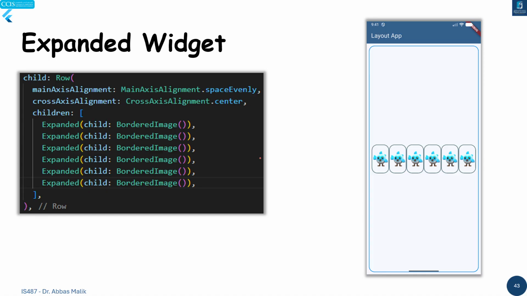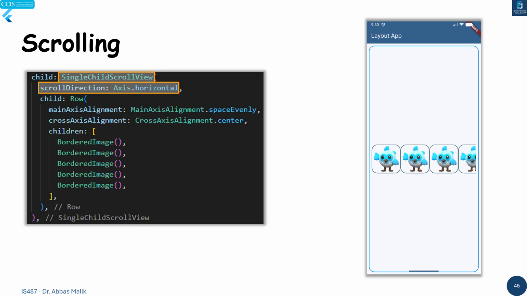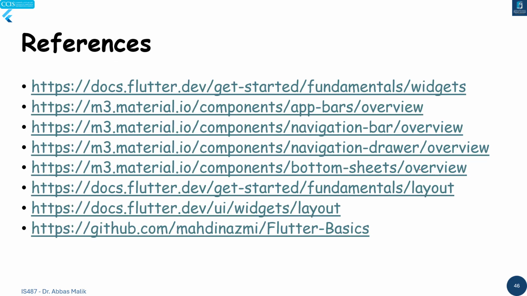I will check it again. Okay. So space evenly, or we can say that flex is equal to 2, meaning we can specify that one element is double the size of the others. So wherever we have applied a flex, that becomes double the size of the other spaces. And then again, we can apply the scroll on it. And that is the end of our lecture today.